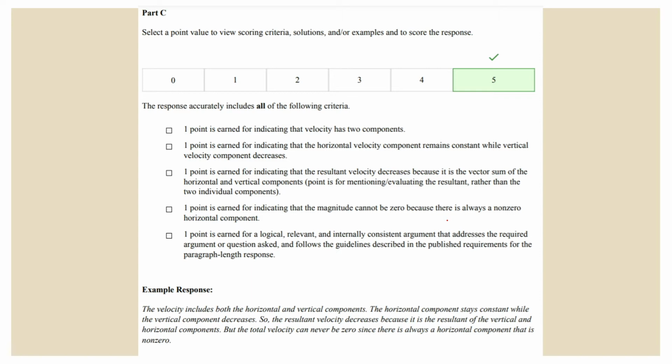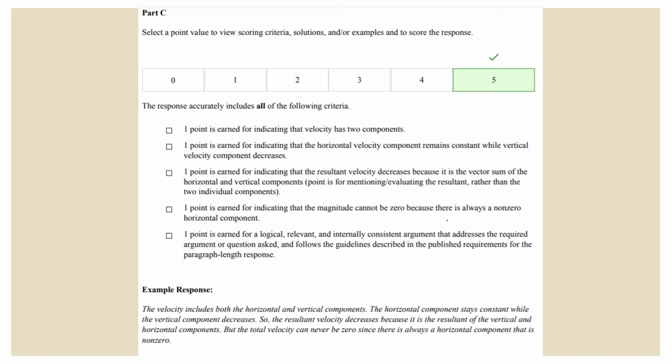And then you get 1 point for indicating that the magnitude of the horizontal velocity is not 0, or right, that the magnitude of the resultant velocity is not 0 because the horizontal component doesn't change. It's always non-zero. And then 1 point for the logical, relevant, and internally consistent argument that addresses the required argument or question asked and follows the guidelines described in the published requirements for the paragraph length response.